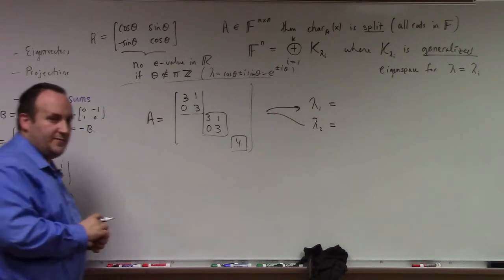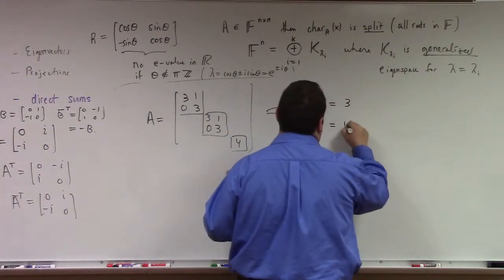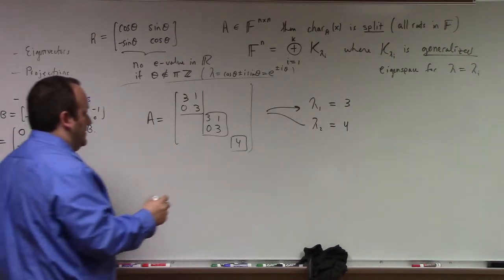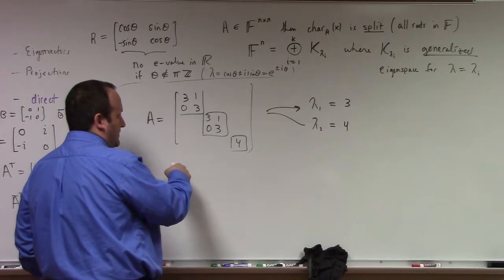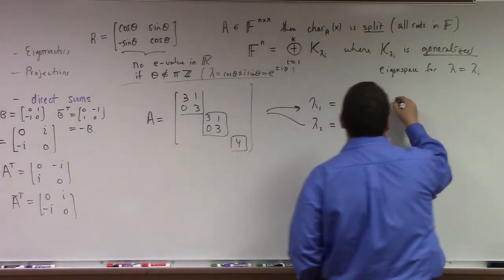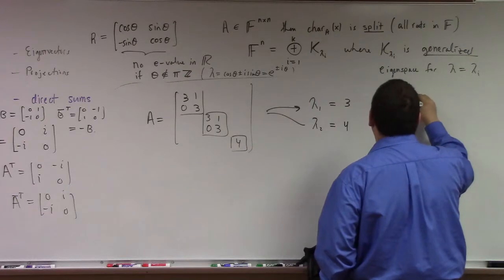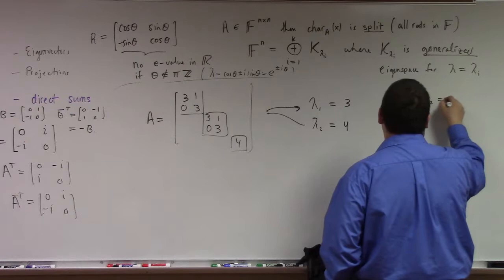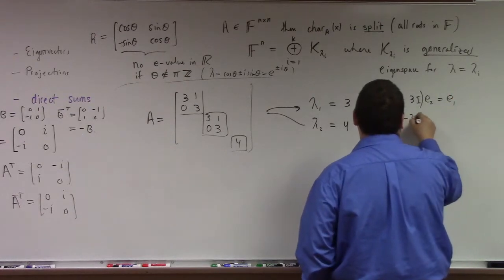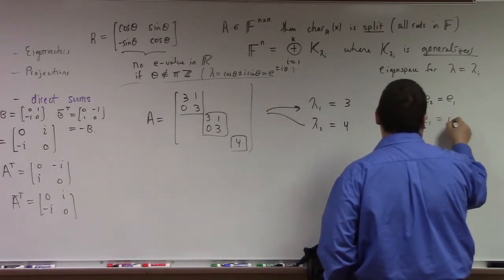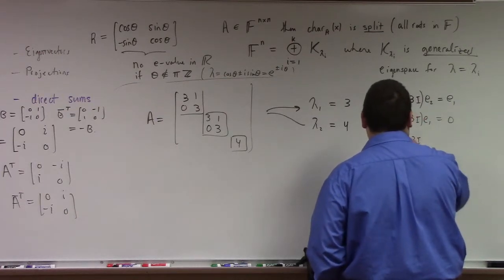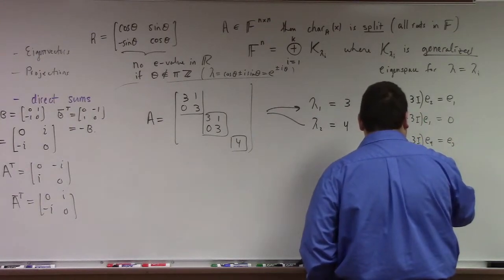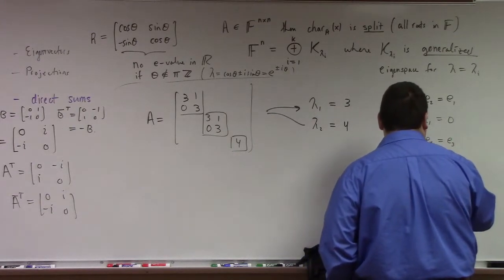I heard a 3 and a 4, right? And so, let's see here. If we think about this, we have what? A minus 3i times e2 equals e1. We have a minus 3i times e1 equal to 0. We have a minus 3i times e4 equal to e3, and we have a minus 3i times e3 equal to 0.